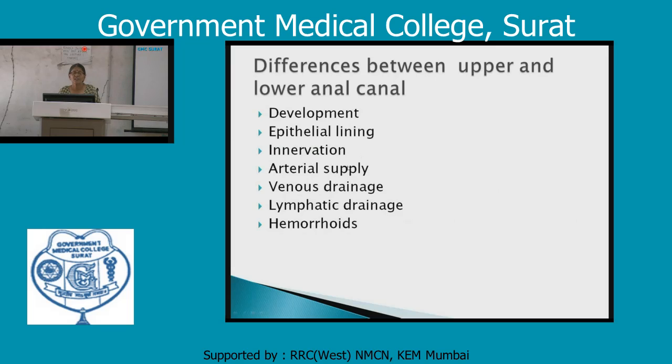Arterial supply above the pectinate line is the superior rectal artery. Below it, it is the inferior rectal artery. Venous drainage above is by the superior rectal vein and below it is by the inferior rectal vein. Lymphatic drainage above the pectinate line drains into the internal iliac group of lymph nodes and below it drains into the horizontal limb of the superficial group of inguinal lymph nodes. Hemorrhoids above the pectinate line are internal hemorrhoids. Below the pectinate line, external hemorrhoids. Internal hemorrhoids are not sensitive to pain, and external are painful.